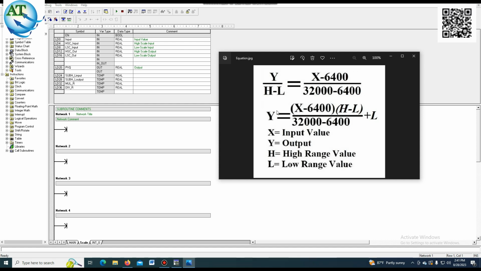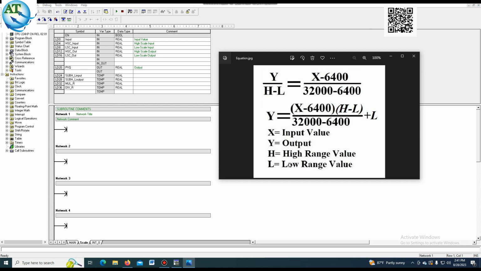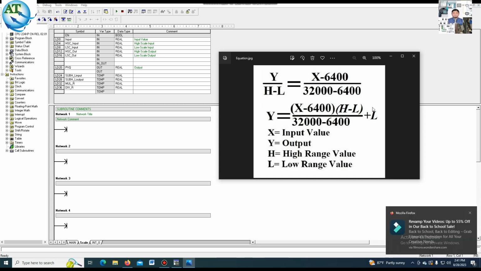In this equation, x is the input and y is the output. These are the high scale range value and the low scale range value: the output scale value high, the output scale value low, the input scale value high, and the input scale value low. By using this equation, we make the logic program.